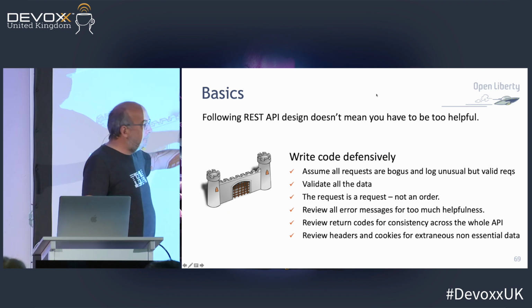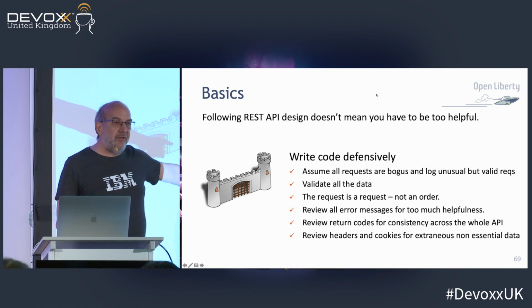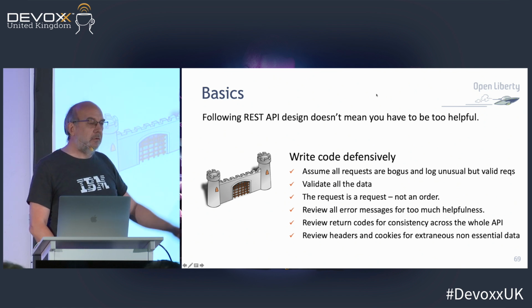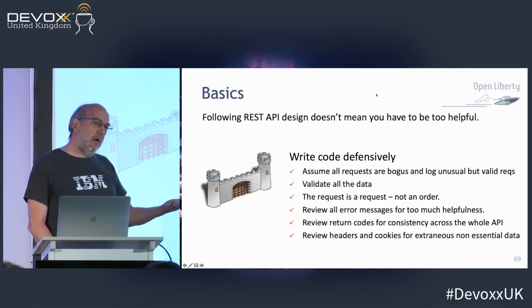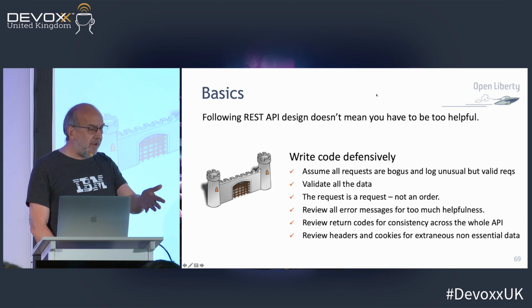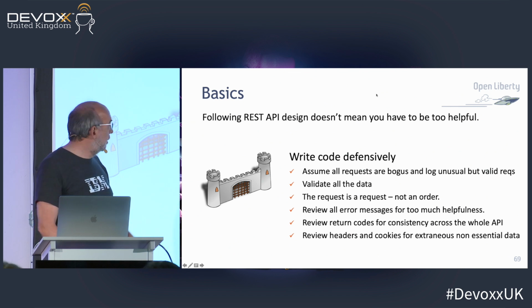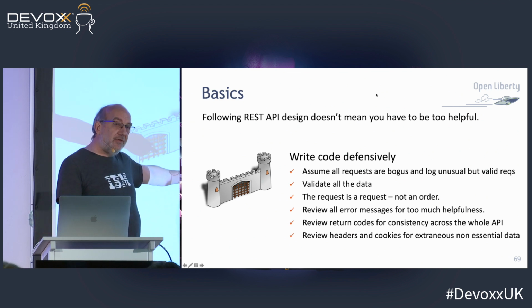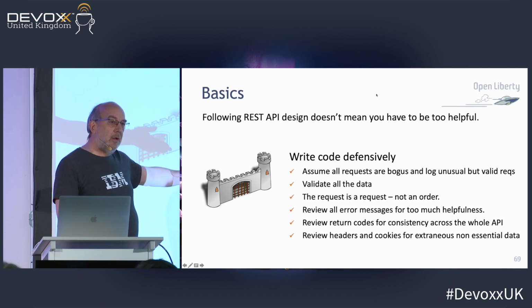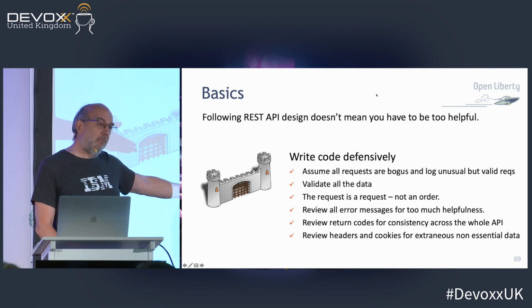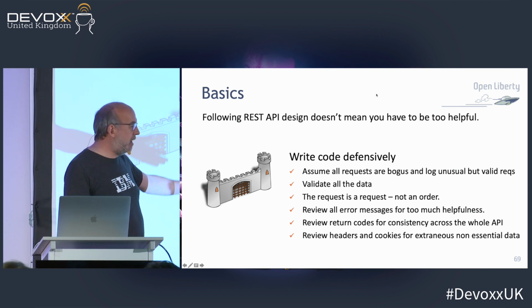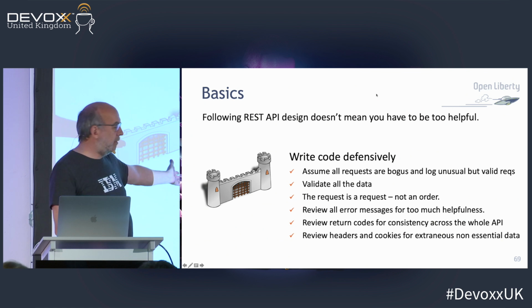Validate all the data. Don't treat the request as an order. Validate it and go, yeah, okay, that's reasonable, I'll do that. Not, okay, it says order 10 million barrels of baked beans. You go, that's a bit wrong. Look at the error messages that come back and make sure they're not too useful. Don't give stack traces unless you really, really have to.